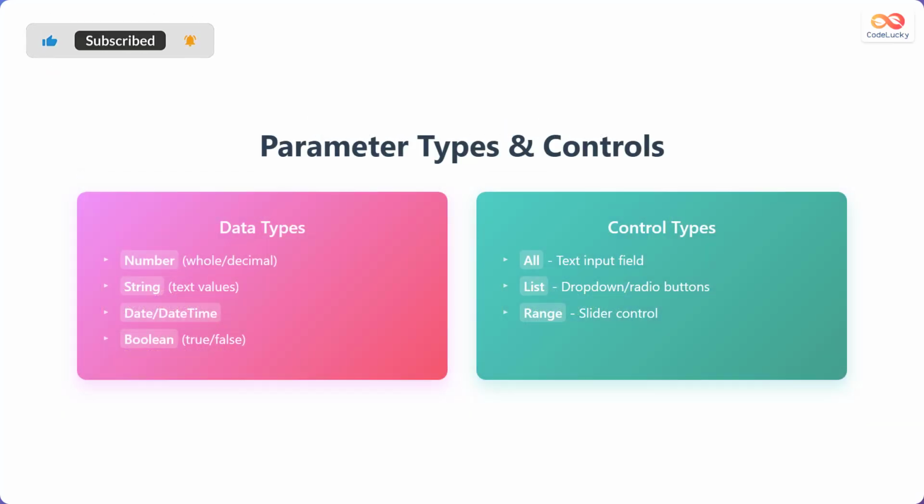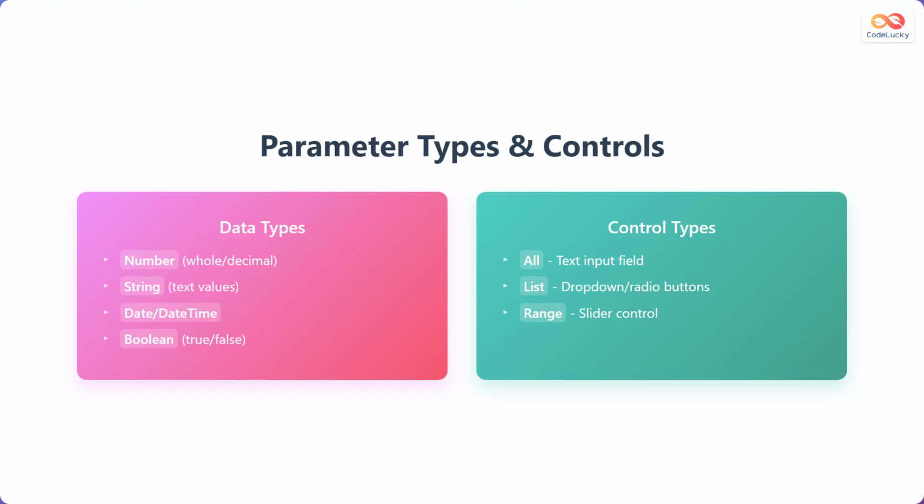Parameters support 4 main data types that determine what kind of values users can input. Number parameters accept whole numbers or decimal values, perfect for thresholds, multipliers, or quantities. String parameters handle text values, useful for dynamic titles, categories, or search functionality. Date and datetime parameters enable time-based filtering and analysis. Boolean parameters provide simple true or false options for binary choices.